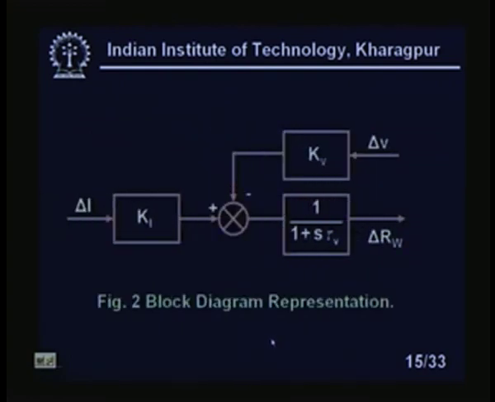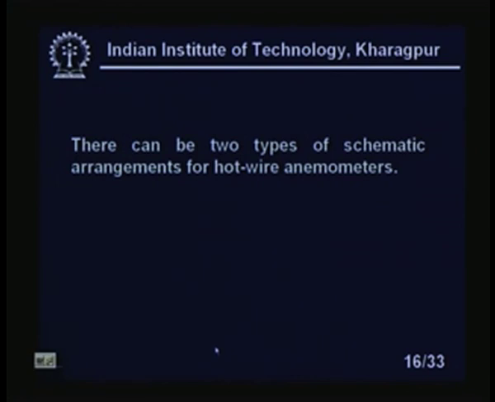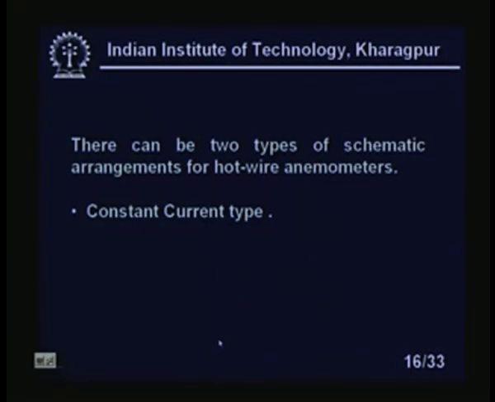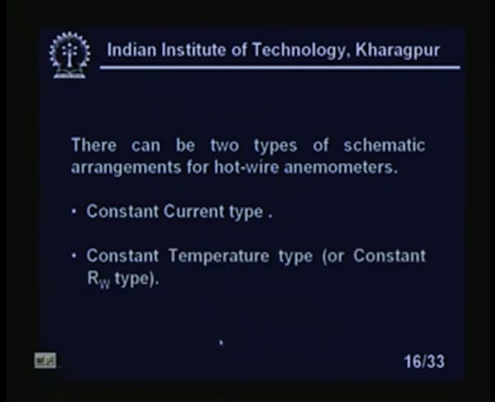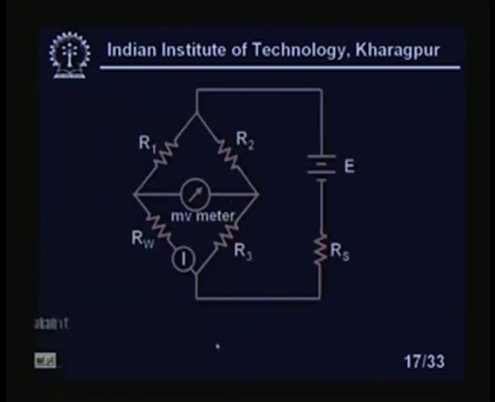Now see the block diagram representation of our hot wire anemometer. This delta I is the input, this is the change of velocity delta V, and this is the change of resistance of the hot wire, right. This is a first order system, as you can see. There can be two types of schematic arrangement of hot wire anemometers: either constant current or constant temperature, that is, constant RW type.